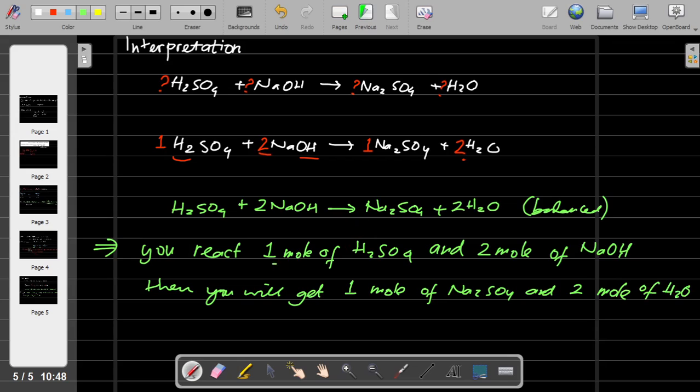So 1 mole of H2SO4 is this, and the coefficient is also 1. Then 2 moles of NaOH is here, and then 1 mole of Na2SO4 is this, and then 2 moles of water or H2O is this. So this is the interpretation of the chemical equation.